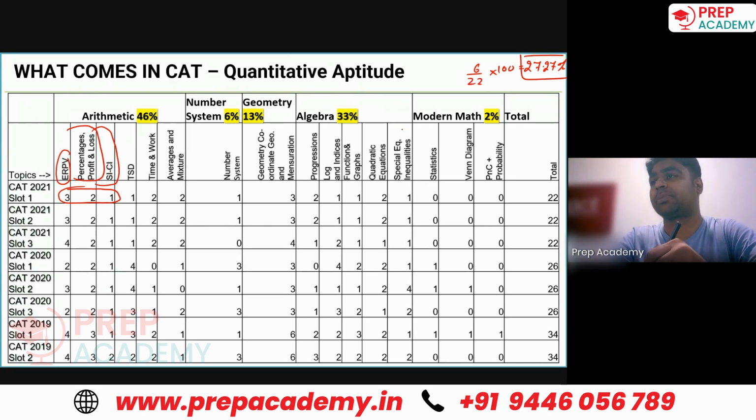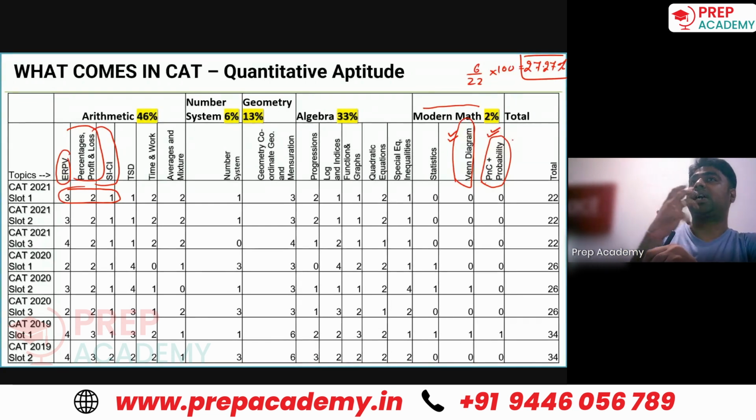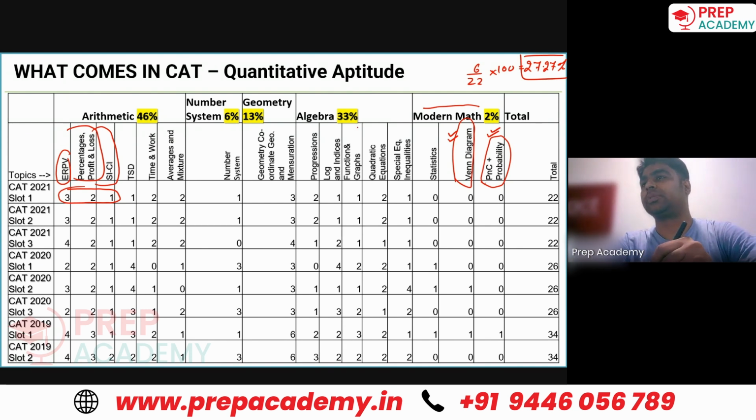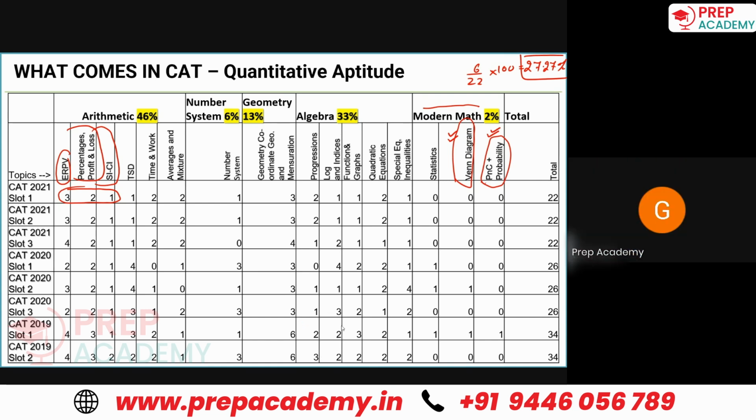The introduction part. Even though Venn diagrams, PNC and probability are considered in modern maths, they haven't come a lot in the last 3, 4, 5 years. But at the same time, in LRDI, Venn diagram comes. In LRDI, PNC and probability concepts would actually enhance your thinking capability. So all these things are important for you. Is it understood, guys? Yes, sir.